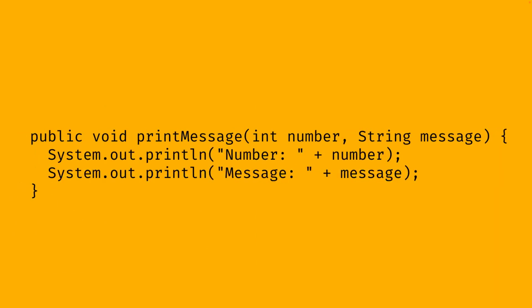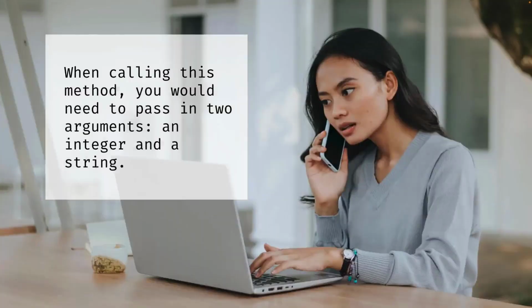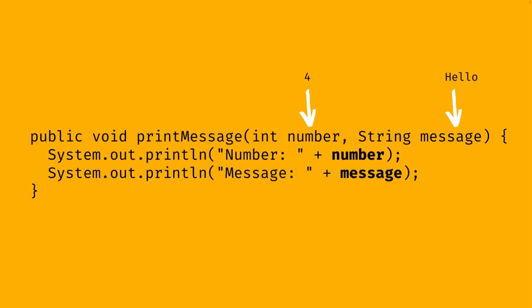For example, here is a method that takes two input parameters, an int and a string. This is the parameter list. In order to add parameters, you need to specify the type and the name. When calling this method, you would need to pass in two arguments, an integer and a string. You can then use them throughout the method.